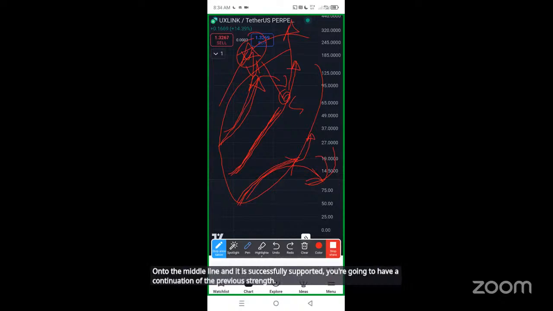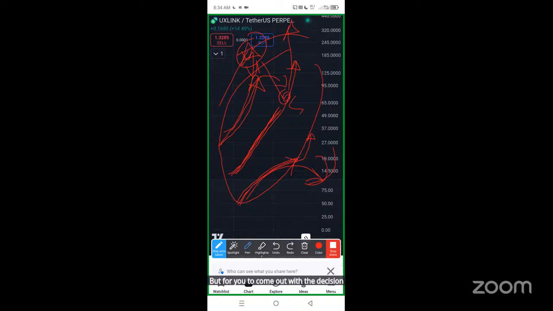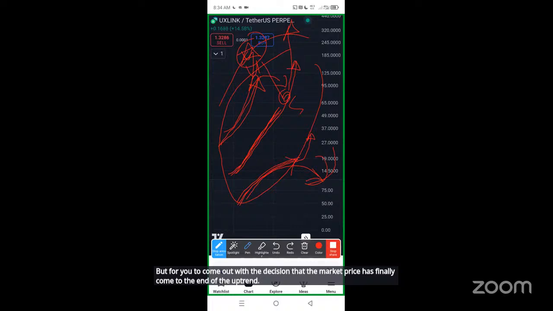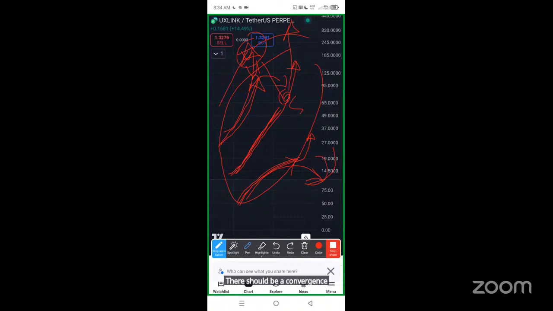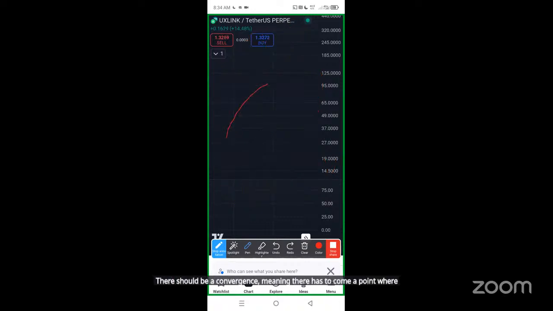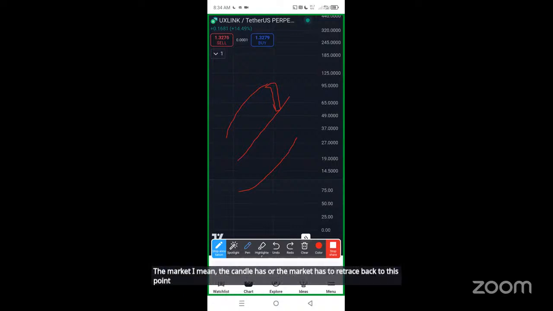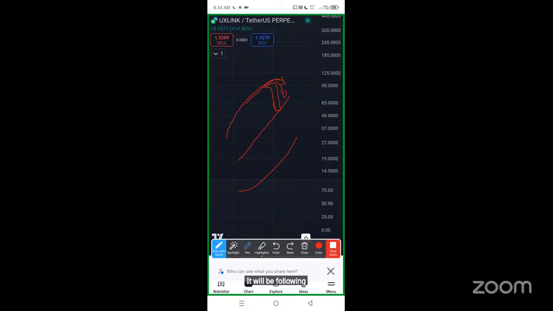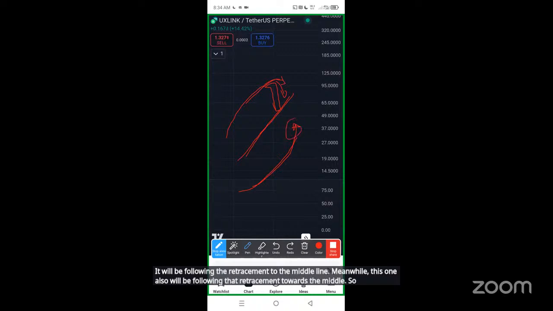But for you to come out with the decision that the market price has finally come to the end of the uptrend, you should be in position to spot a convergence. There has to come a point where the market has to retrace back to this point, and the upper band has to follow this kind of retracement to the middle line. Meanwhile, the lower band also will be following that retracement towards the middle. So it will be leaning towards the middle line.